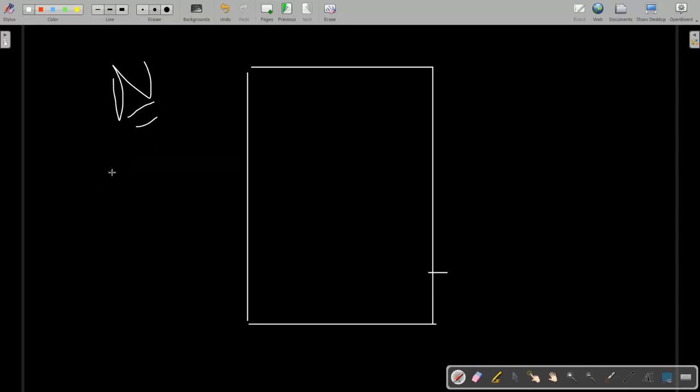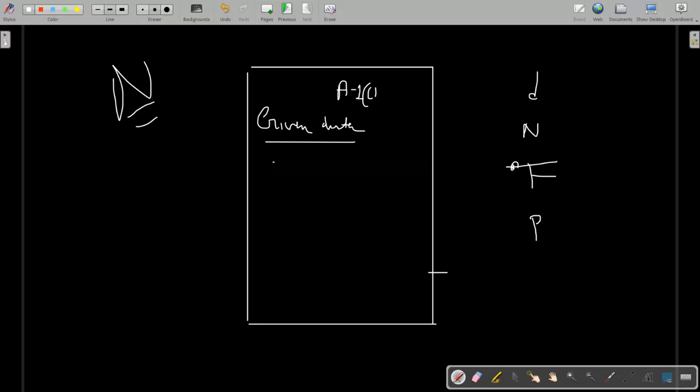For a numerical type without any figure, give the answer number, like 1C for example. First write down the given data here. For example, the diameter of the shaft, the RPM of the shaft, then the force acting on that shaft is given, and you have to find the power. So under given data, write D is equal to diameter of shaft.